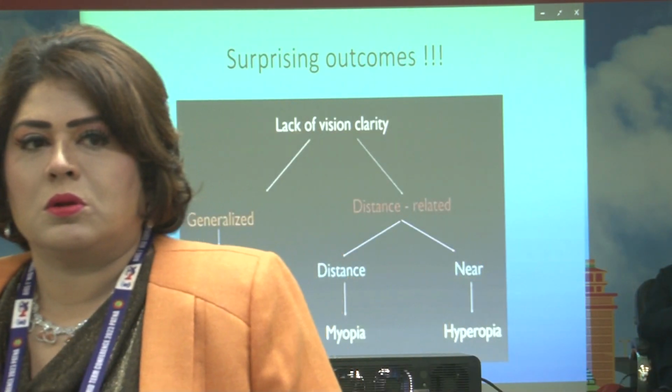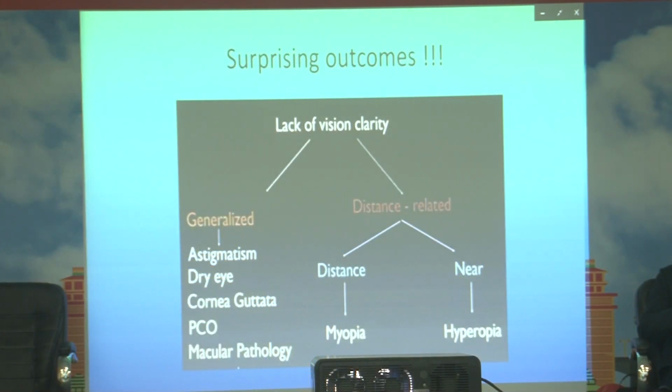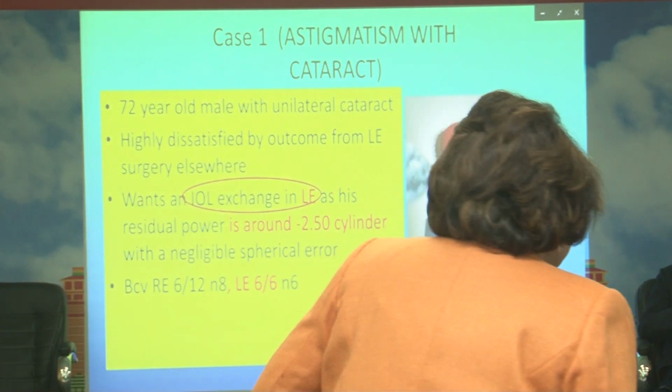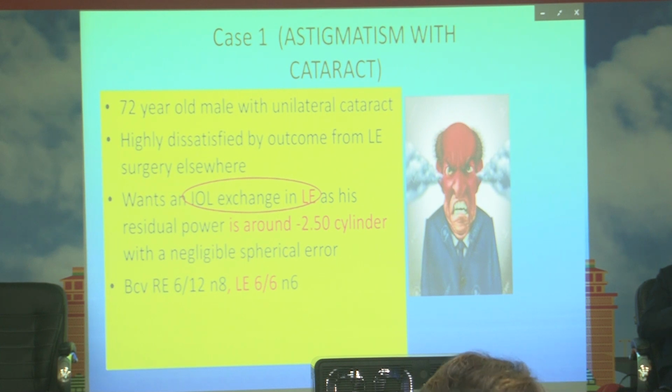And even after a good surgery, we may have refractive outcomes which are surprising, either for the clarity of vision, distance or near, or due to other reasons like dry eye, PCO, macular pathology. I'll be discussing some cases like this.